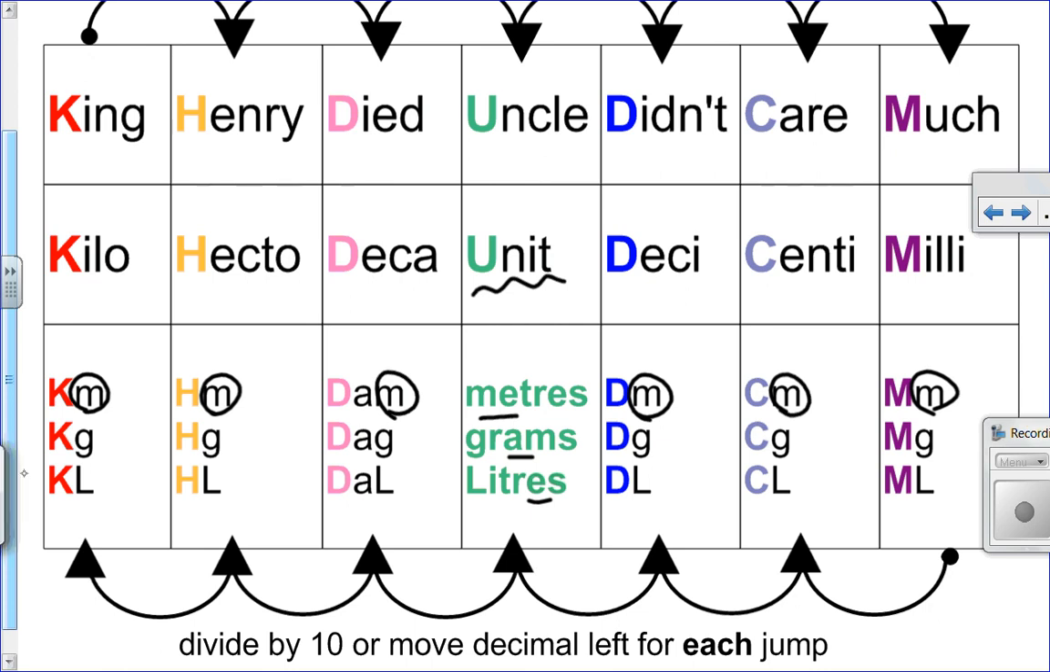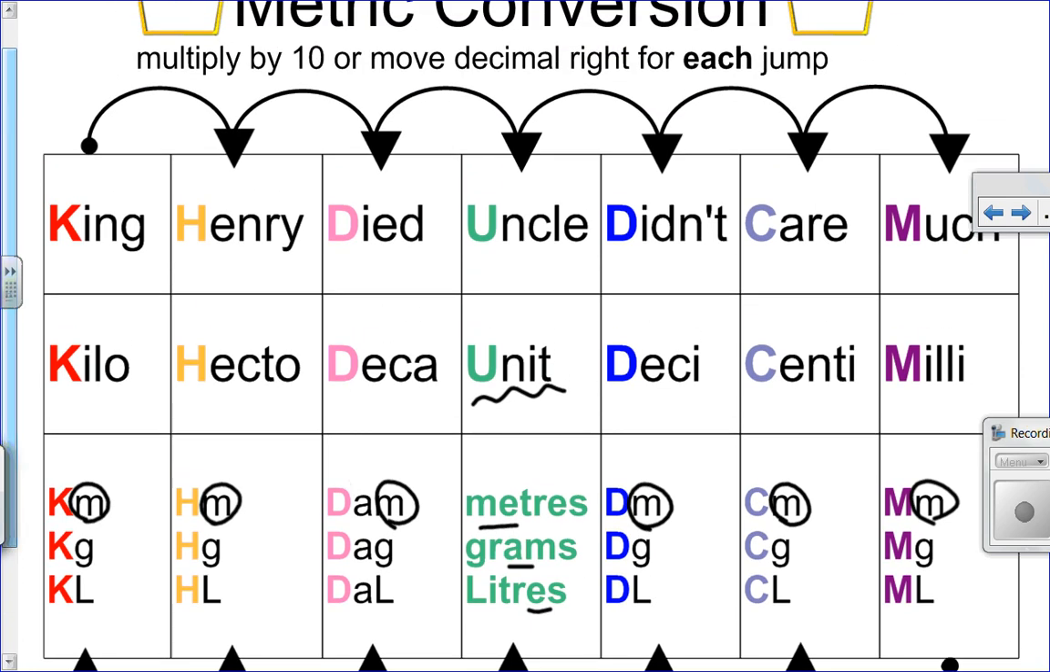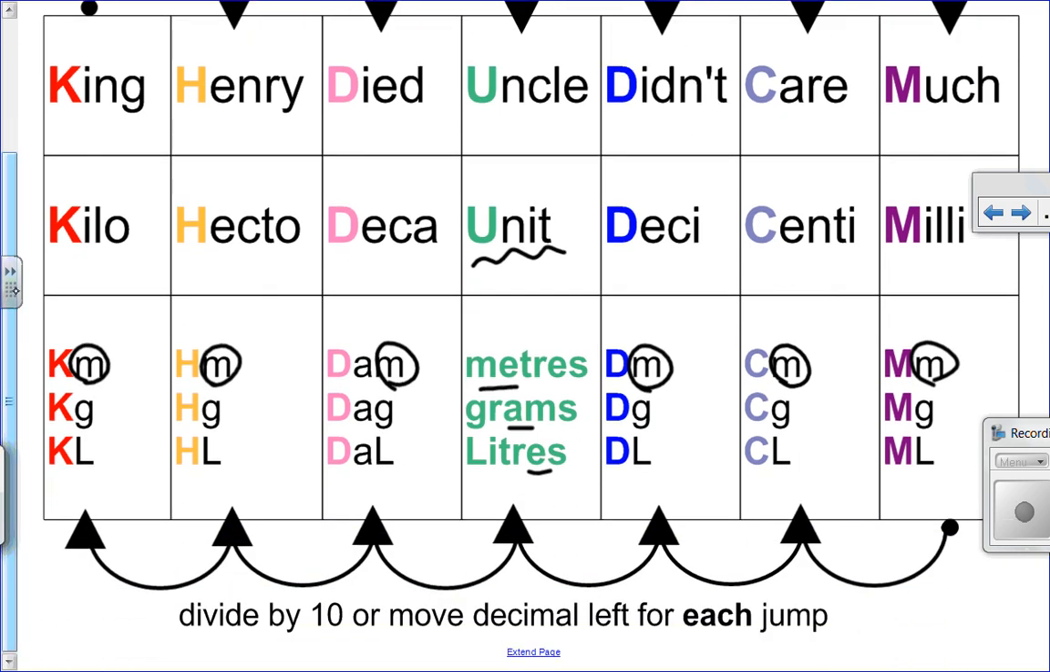Now, writing this out helps me convert because remember I said it was multiples of 10. So as I move to the right, I multiply by 10 or move my decimal right for each jump. Conversely, anytime I move to the left, I'm going to divide by 10 or move my decimal left for each jump. So I'm going to show you two examples of this.